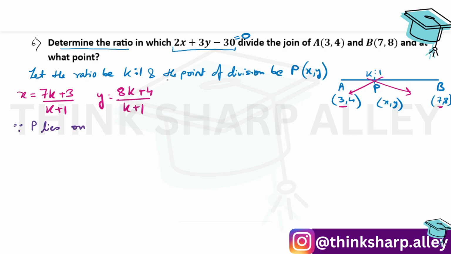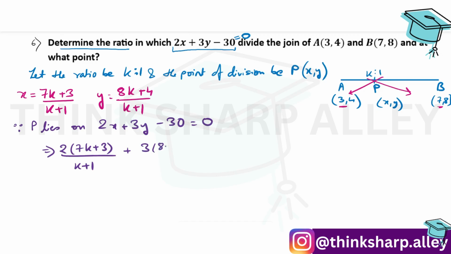Now since P lies on the line whose equation is 2x plus 3y minus 30 equal to 0, which means these two values of x and y will satisfy the line. So which means 2 into 7k plus 3 by k plus 1. So you see we have got a linear equation involving k.